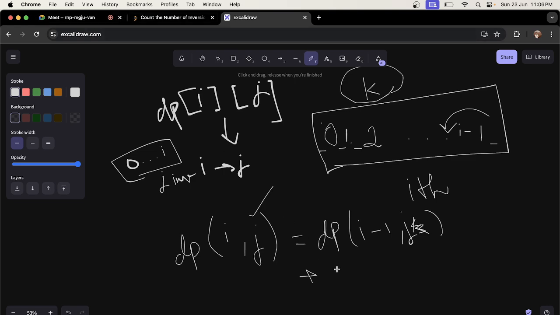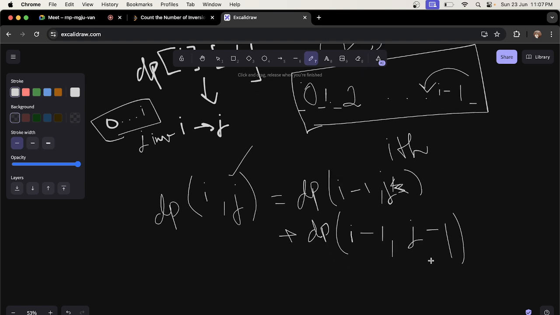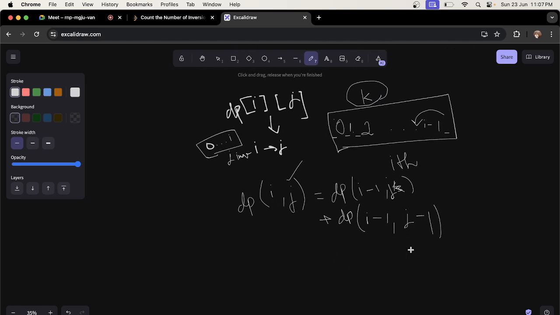There will be 1. So dp[i][j] can also come from dp[i-1][j-1], right? Now let's say if I insert before i minus 2, there will be 2 more inversions, so it can come from dp[i-1][j-2] also, right?